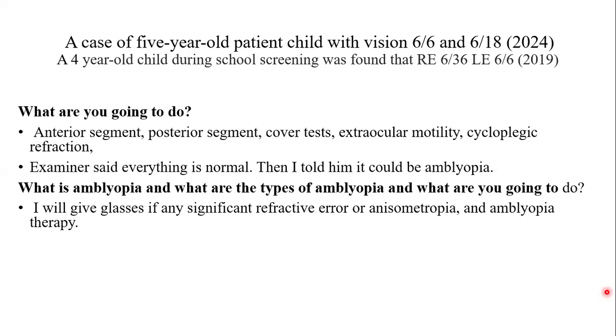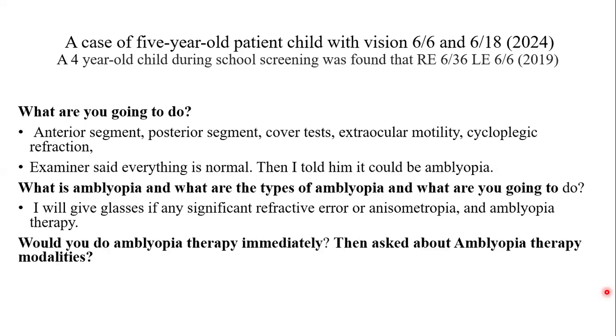So in that question, the examiner asked, what is amblyopia? What are the types of amblyopia? And what are you going to do? So I said, give glasses if any significant refractive error or anisometropia, and amblyopia therapy. Okay, then he asked, child 5-year-old, would you do amblyopia therapy immediately?